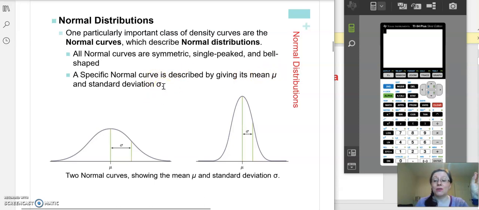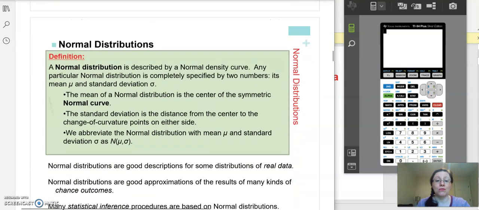Okay, so any normal distribution has a center at its mean. Mean is equal to median because they're symmetric, and that's the letter mu. And the standard deviation decides how spread out the graph is, right? Some are narrower and taller, and some are wider and shorter. It depends, but remember, 100% of the data is under the curve. That's a property of a density curve.